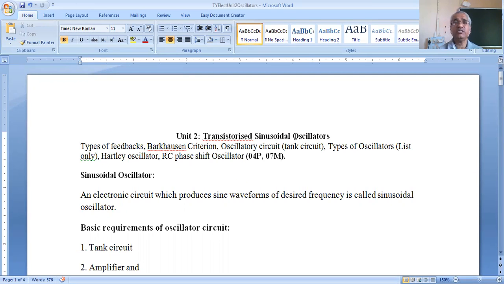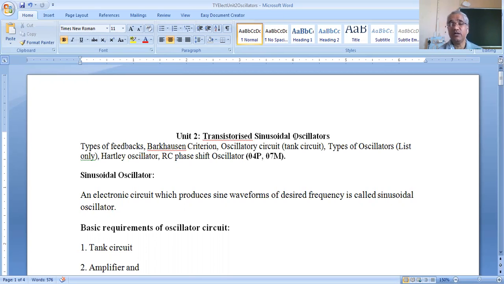Now our next unit is the transistorized sinusoidal oscillators. So this is also a very small unit in the syllabus. Here we have to learn types of feedback, Barkhausen criteria, then oscillatory circuit, or it is called as the tank circuit, then types of oscillators and Hartley oscillator or RC phase shift oscillator. This we are to see.